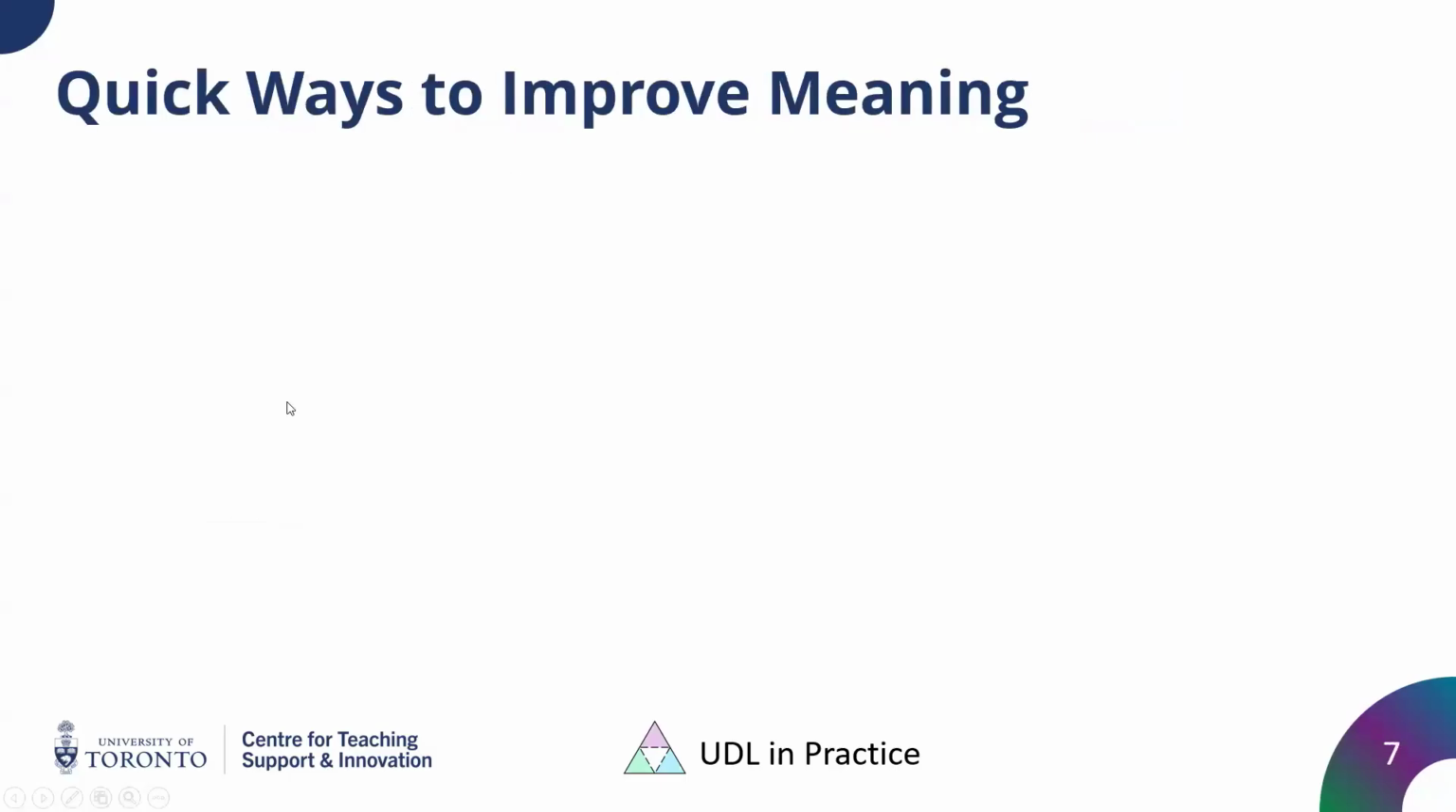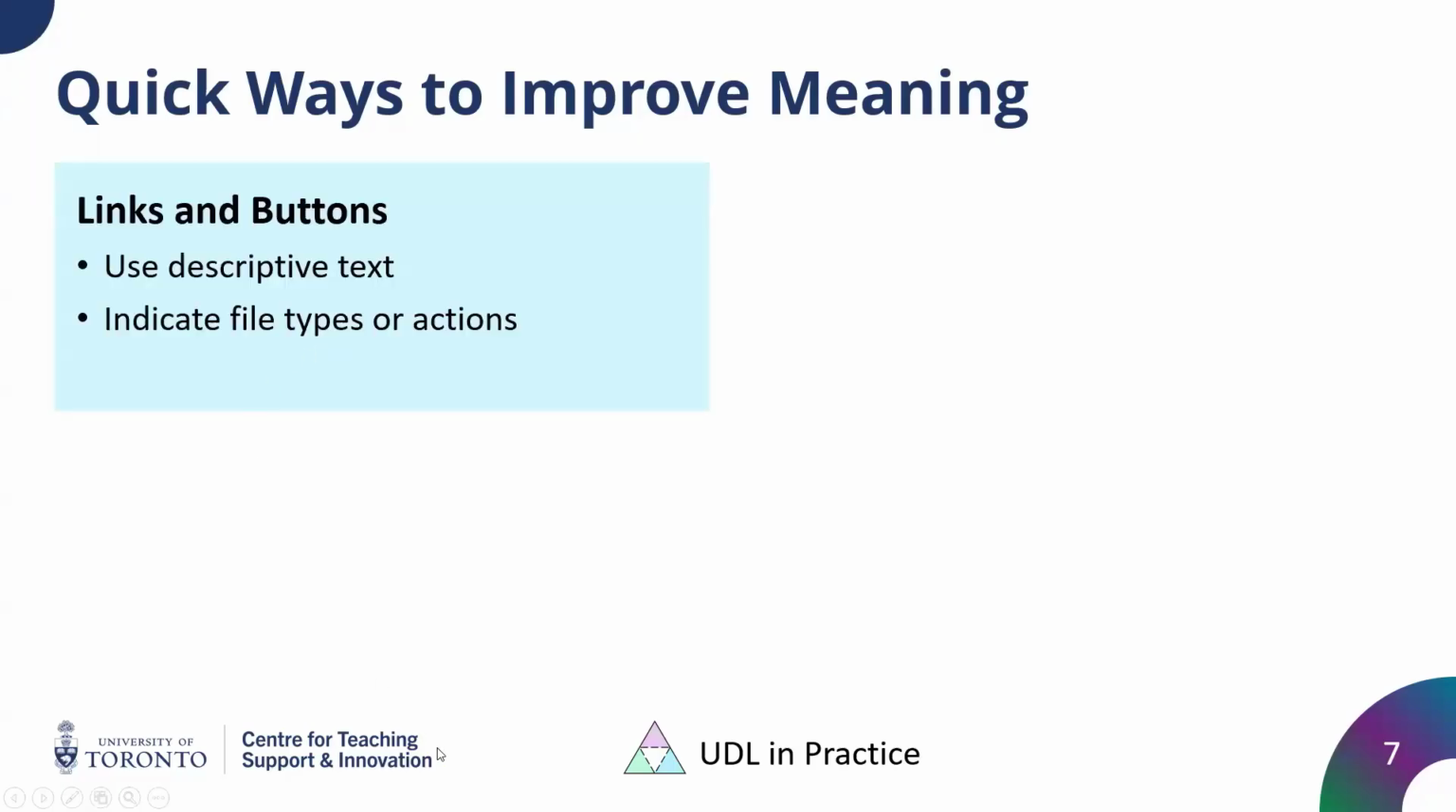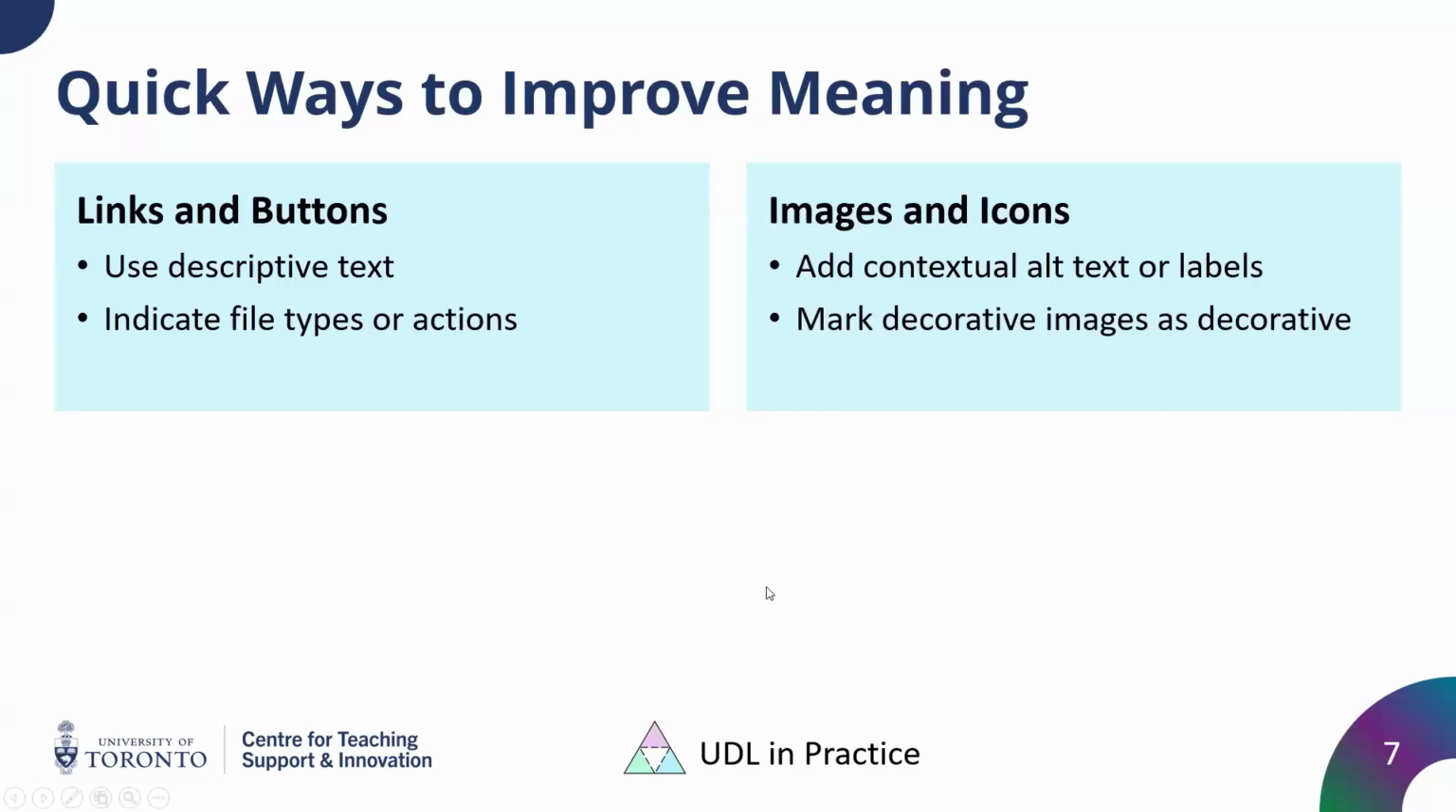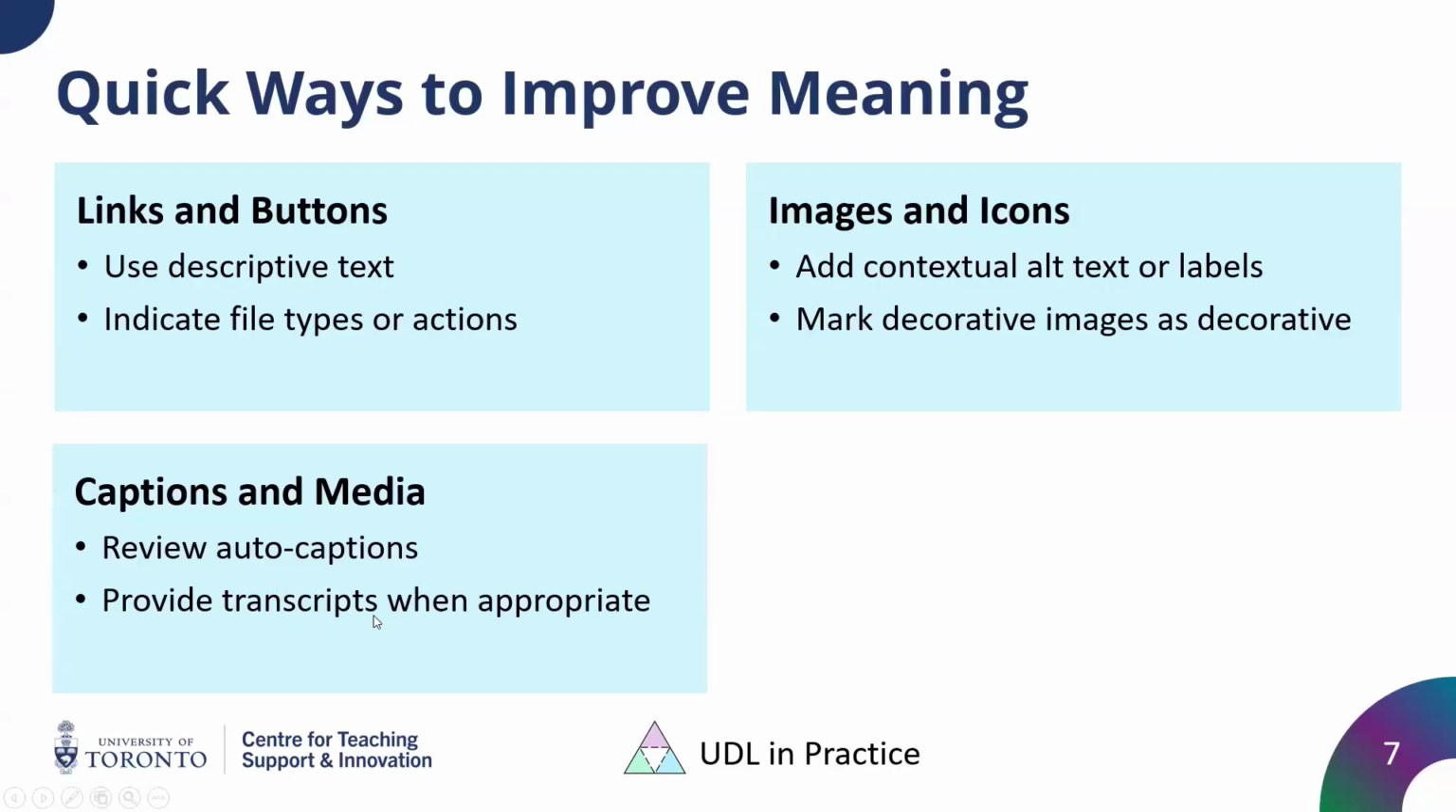To give us some tangible strategies, I identified 4 things we can do. For links and buttons, think about, are you using descriptive text? Are you indicating file types or actions? Because downloading a video file in MP4 is not the same as downloading a Word document. Second strategy is images and icons. Add contextual alt text or labels and mark decorative images as decorative. For captions and media, if possible, review your auto captions and provide transcripts when appropriate.